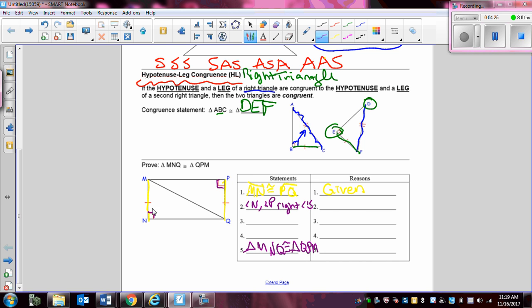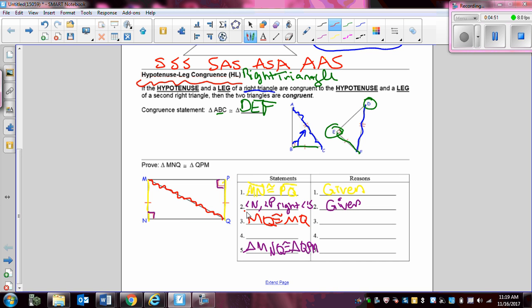And that is because they give it to us. It's given. So we have right triangles, and we're given these two are congruent. There's one more thing we can assume is congruent, and that is this side right here, because they're sharing it. So this is MQ is congruent to itself. Put a line above it.